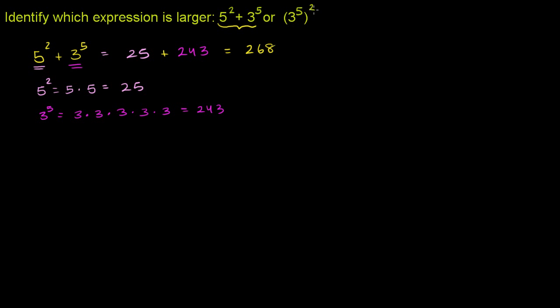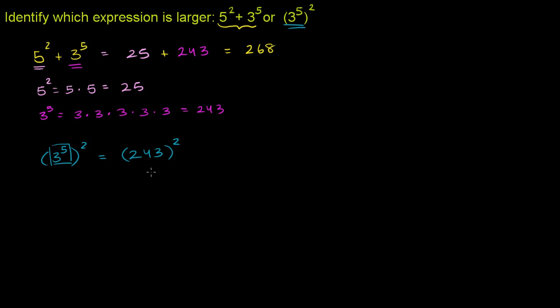Now let's see what 3 to the fifth squared is. So it's 3 to the fifth squared. Well, we already figured out what 3 to the fifth is. 3 to the fifth is 3 times 3 times 3 times 3 times 3. It's 243. So this expression right here is 243, and we're going to square that entire thing. So this is equal to 243 squared.